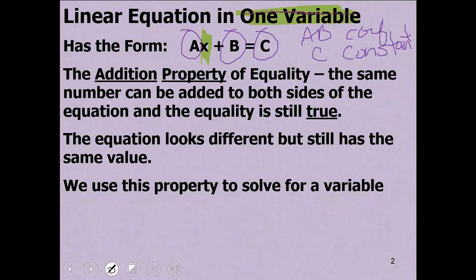Now, what the addition property of equality says is that we can add the same number to both sides of the equal sign, and we don't change the value of the equality. The equality stays the same. The equation looks different, but it still has the same value. And that's really powerful, because then we can use this property to solve for a variable, to get a variable all by itself on one side. Let's see what this looks like.